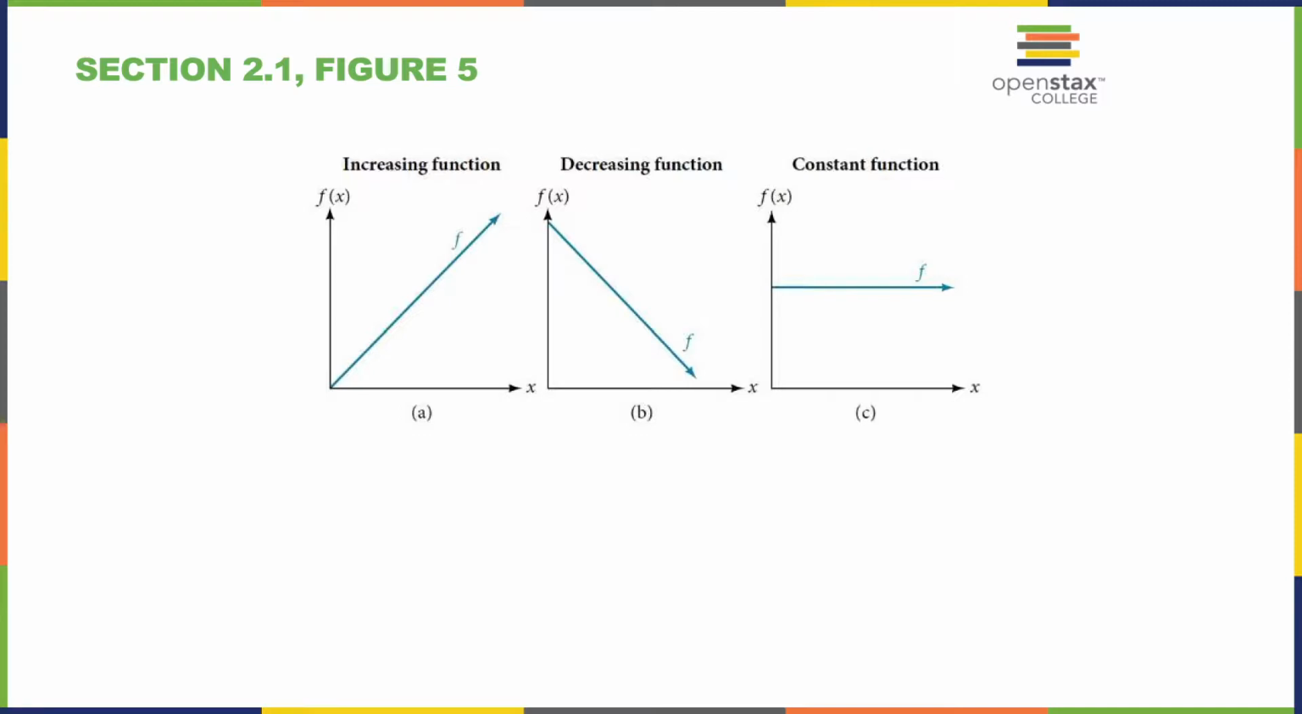Now, linear functions can be increasing, decreasing, or constant. Increasing means that as you move to the right, y increases. Decreasing means as you move to the right, y decreases. And constant means that as you move to the right, y is constant. So in fact, the names here mean what we think they should mean. And we can also think of this as a positive slope, a negative slope, and a zero slope.